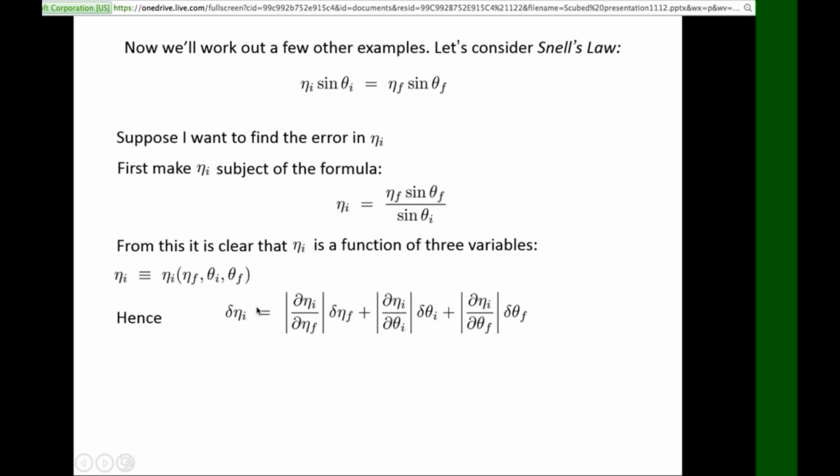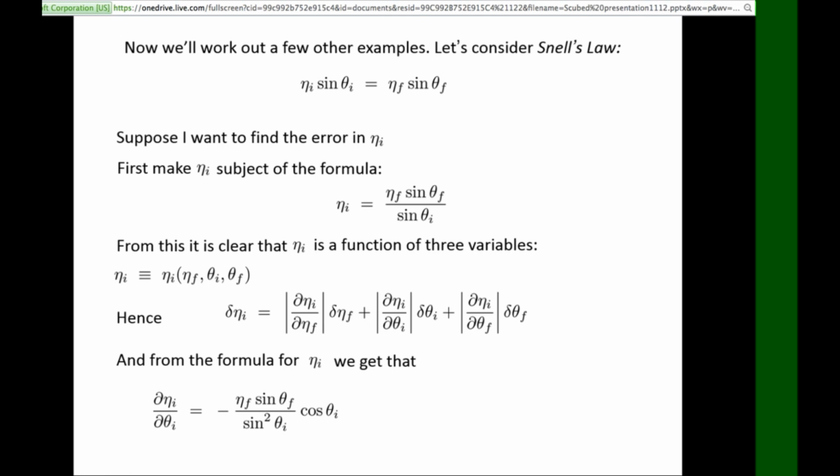It's like we're saying, this is the total change in eta I. This is the change in eta I per unit eta f times the total change in eta f, which would give the total change because of the error in eta f. And from the formula for eta I, we can calculate partial eta I by partial theta I and partial eta I by partial theta f. We calculate that from this one here.